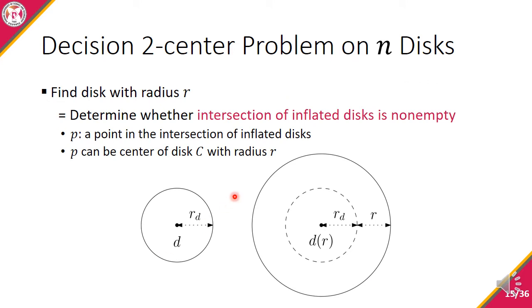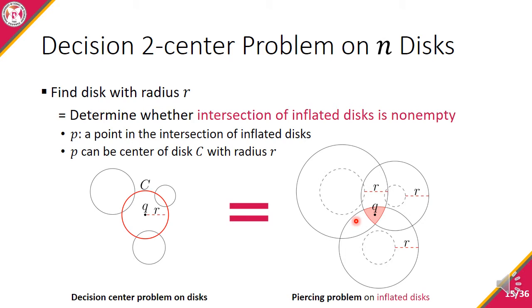In the decision problem, we use inflated disks. An inflated disk is the original disk with its radius inflated by the given value R. We determine whether the intersection of inflated disks with R is non-empty, instead of finding a disk with radius R. Let Q be a point in the intersection of inflated disks. Then, Q can be the center of a disk C with radius R. In other words, we can solve the decision problem by solving the piercing problem on inflated disks.